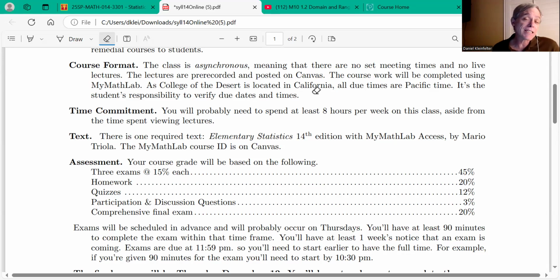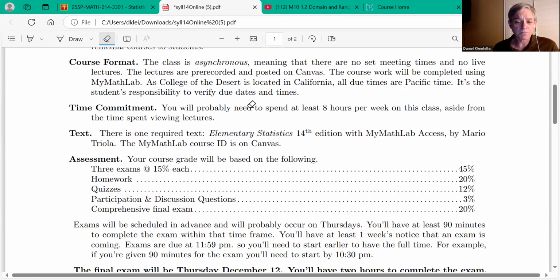One thing worth noting is that COD is in California, so our course time is going to be Pacific time. If you are located somewhere else or you're going to be on vacation somewhere else over the course of the semester, make sure to adjust for that when you log in elsewhere. Okay, it's up to you to check and verify those dates and times.